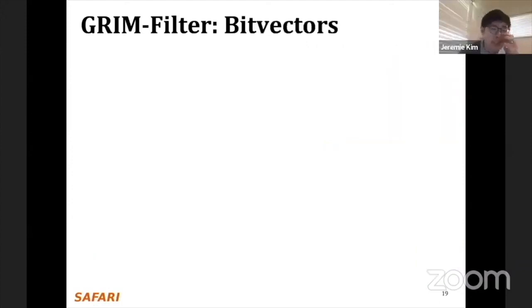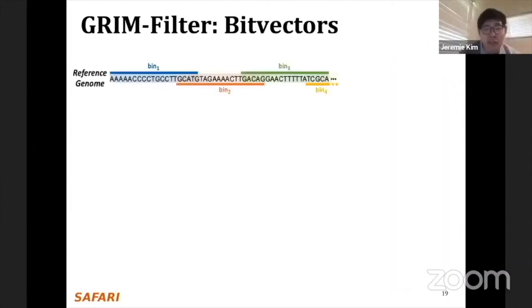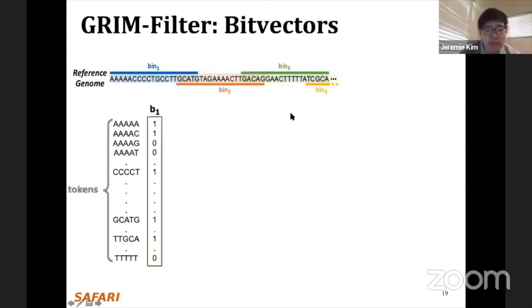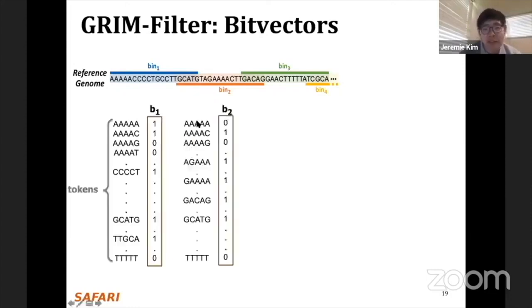So let's look more closely at how these bit vectors split up the reference genome. We have these bins that are overlapping across the whole reference, and we have these bit vectors that represent each bin here. And so basically we have a lot of these bit vectors depending on the bin size, and obviously the bit vectors depend on the token size.